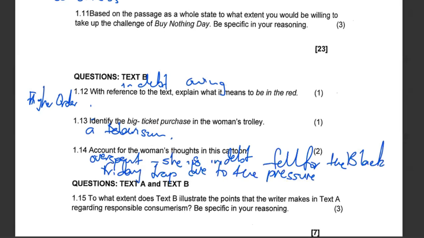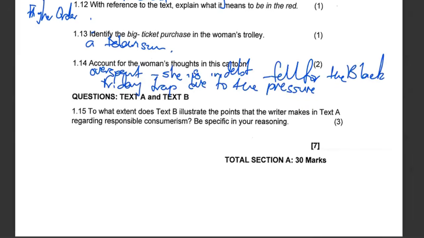Right. To what extent does text B illustrate the points the writer makes in text A regarding responsible consumerism? One of the things is, remember when we're answering this question, yes, it says questions text A and text B, but we need to be very clear that this question falls under text B. So as a result, when we are saying questions from text B, it means that our answer is going to start with text B and we move back to text A. That's the formula that we must align to when coming into this issue. And as such, that's what we're going to do.